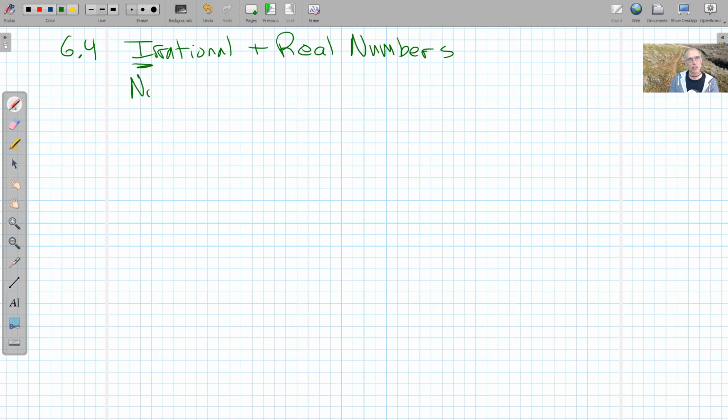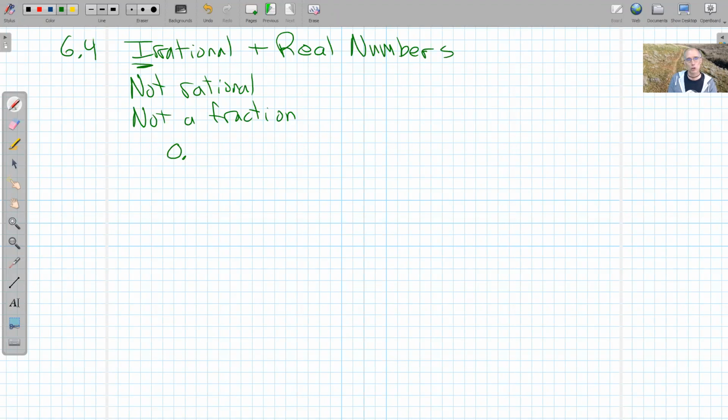Ir means not, and then rational. Rational means fraction, so irrational means not a fraction. So we're going to look at numbers that can't be written as a fraction. Just a reminder about numbers that can be written as a fraction: well, any fraction for sure, but decimals aren't obviously fractions unless we read them properly.